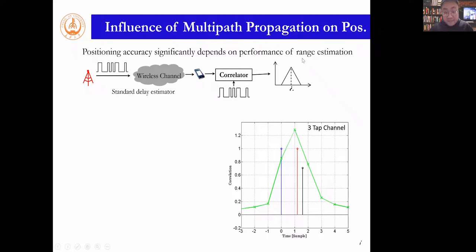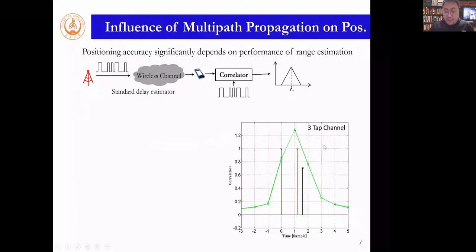In the end, we will figure out the correlation output, and the maximum peak of this output corresponds to the time. And this timing is exactly when the signal is arriving at the receiver. And this is what we do nowadays.